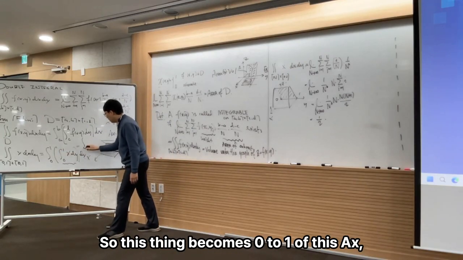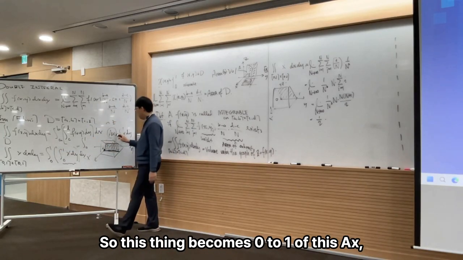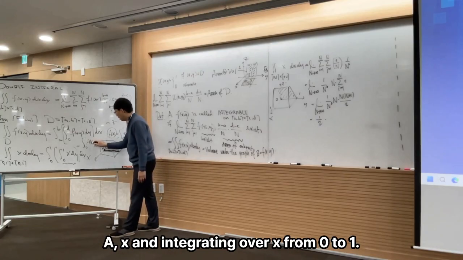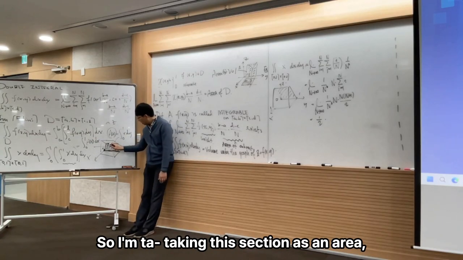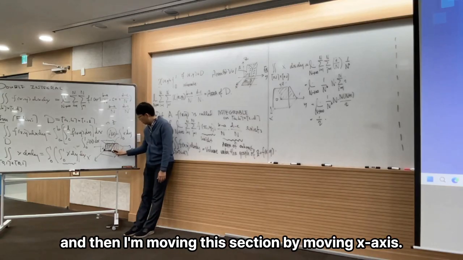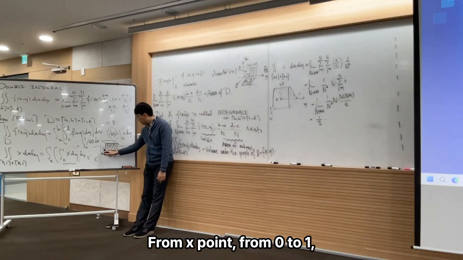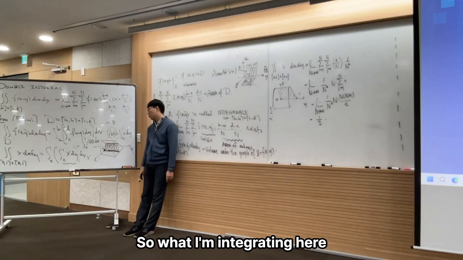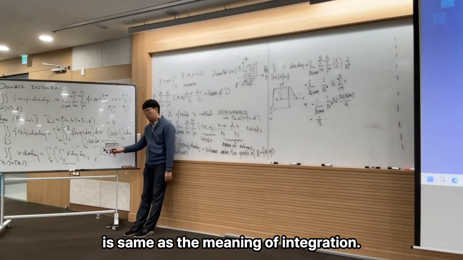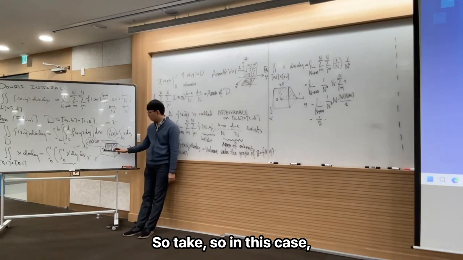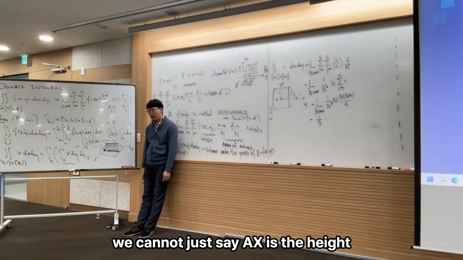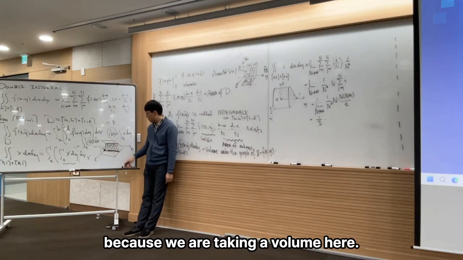So this thing becomes the integral from 0 to 1 of this a(x), integrating over x from 0 to 1. So I'm taking this section as an area, and then I'm moving this section by moving x from 0 to 1, and then I'm integrating. So what I'm integrating here is the same as the meaning of integration. In this case, we cannot just say a(x) is the height because we are taking a volume here.